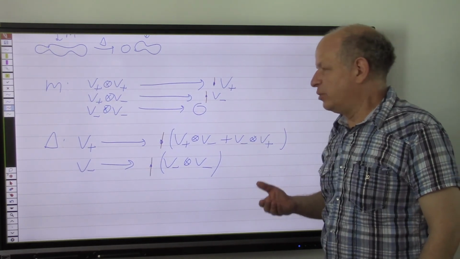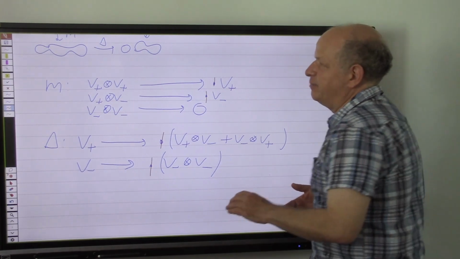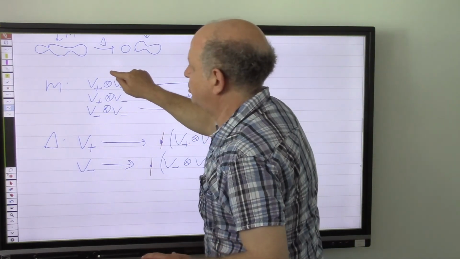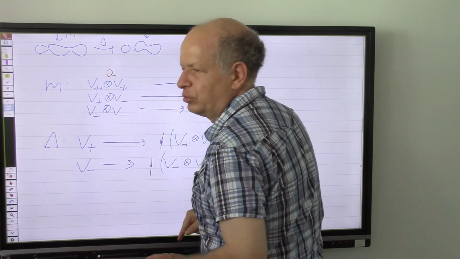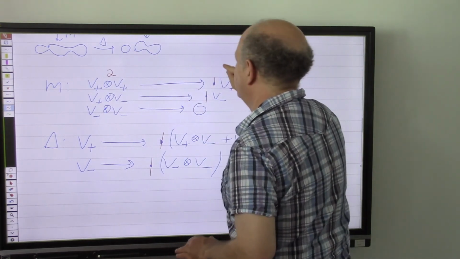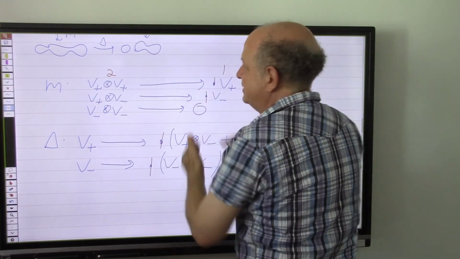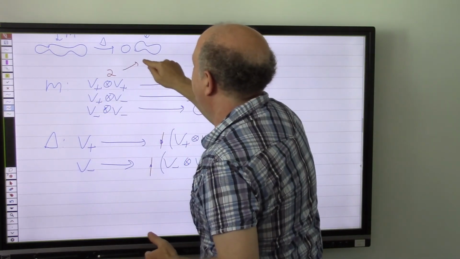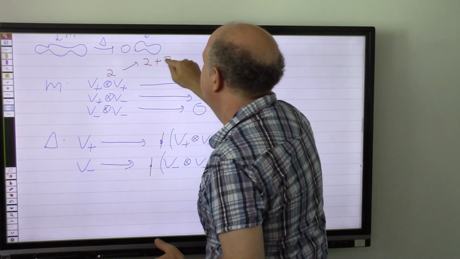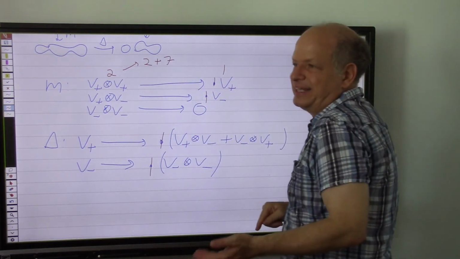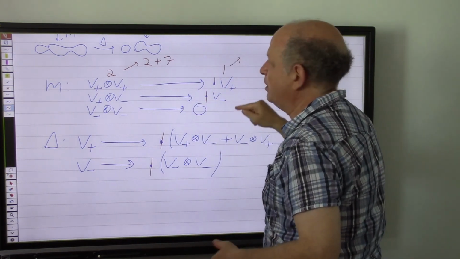Okay? So basically, look, if in the input this is of degree 2, and this is of degree 1, but then I'm going to shift the degrees, so this will become degree 2 plus some shift, 2 plus 7, and this, the shift will be 1 more.